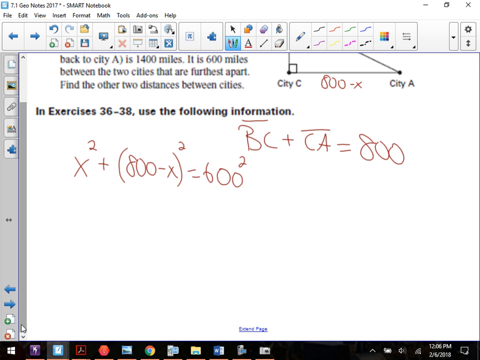One of the things that people were asking about earlier is, am I going to ever give you problems that look this awful with this large of numbers? No, but it's the same process. It's the same process.